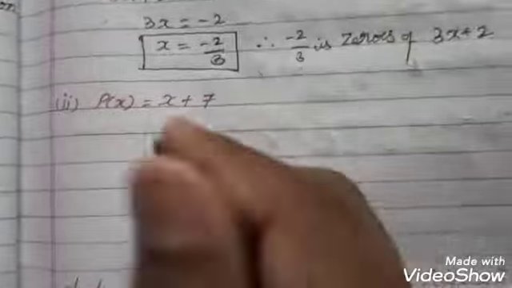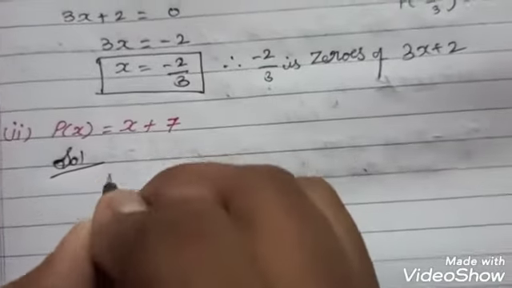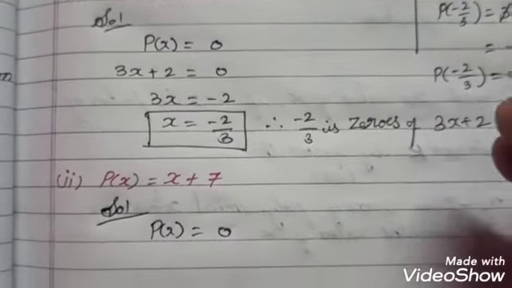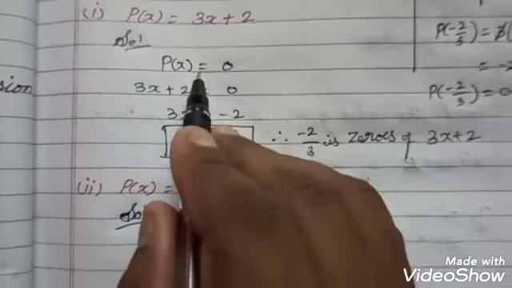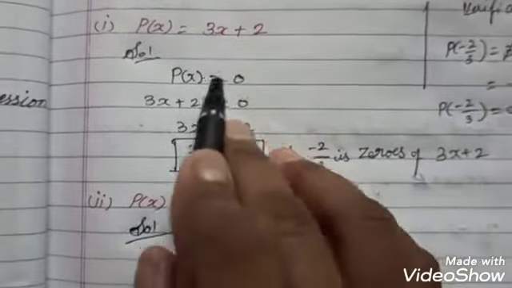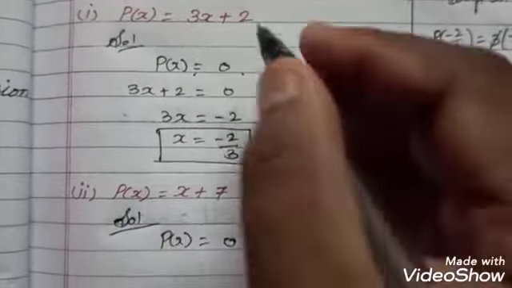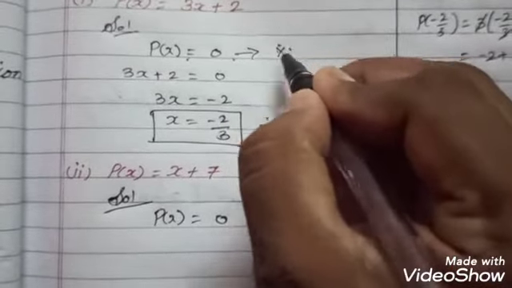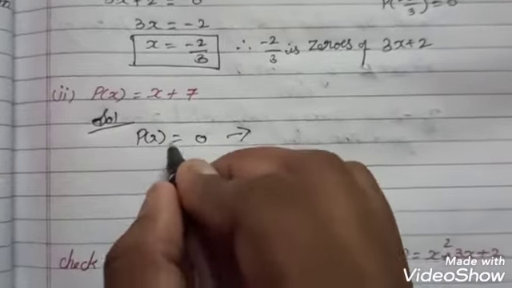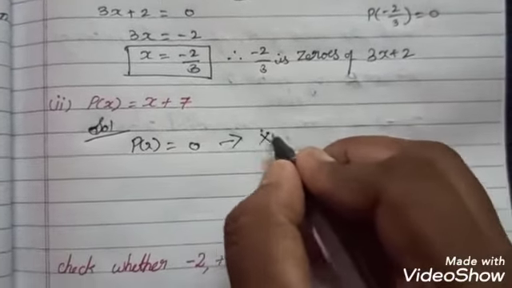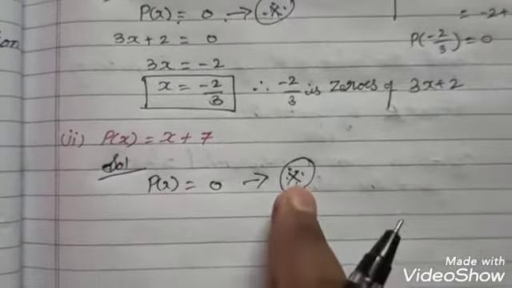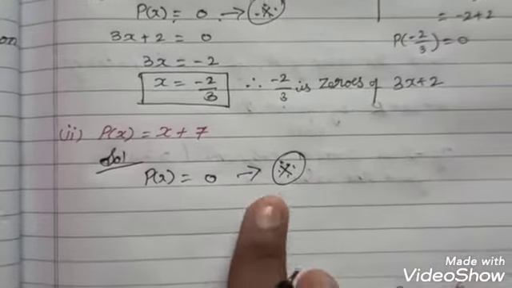The same way here, p of x is equal to 0. Listen students, to find the zeros of a polynomial, this step is very, very important, because the basic concept of a zero of the polynomial is that p of x becomes 0. So you need to write this step, very important. You have to mention p of x equal to 0 when you find the zeros of the polynomial. You need not put this symbol in the examination. I mentioned this only for importance.